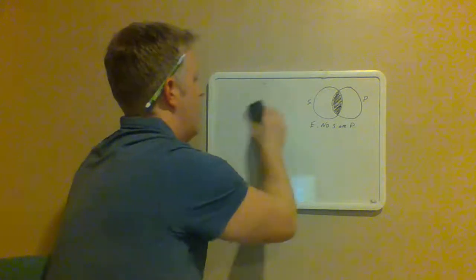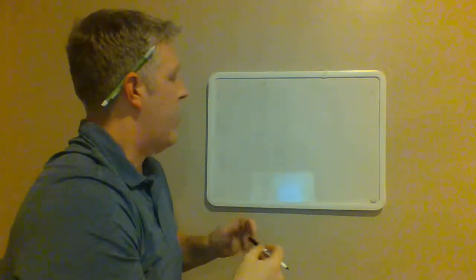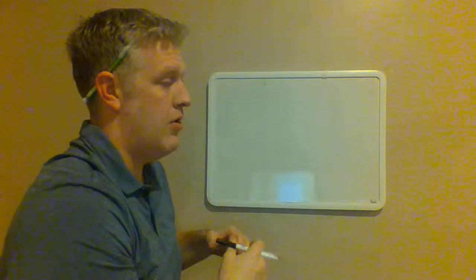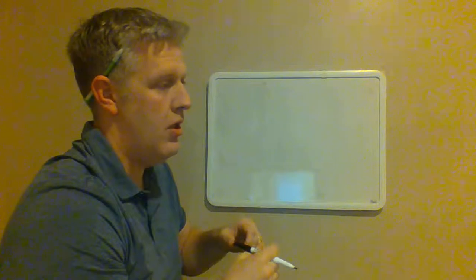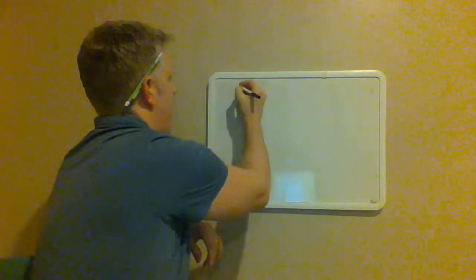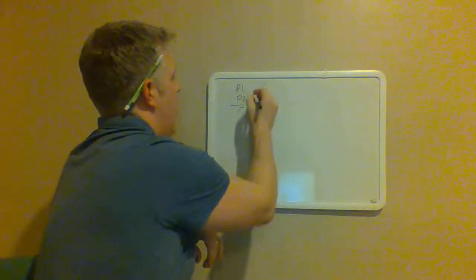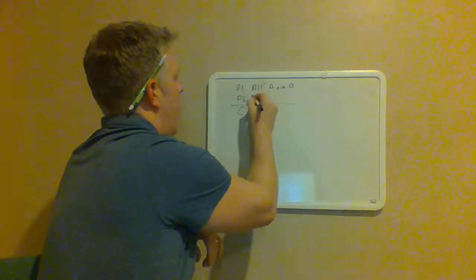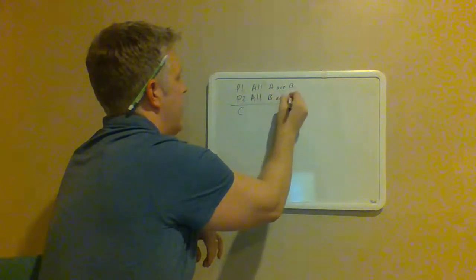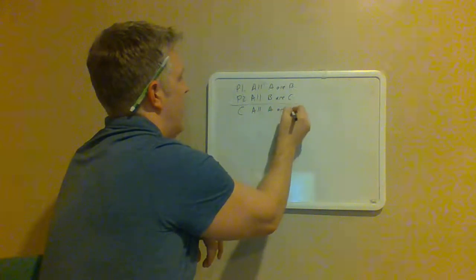So with that, we can move forward and do some slightly more complicated things. We can talk about a categorical syllogism. A categorical syllogism is a two-premise deductive argument where we have three terms that each appear exactly twice. So we'll always have two premises and a conclusion: All A are B, all B are C, conclusion, all A are C.